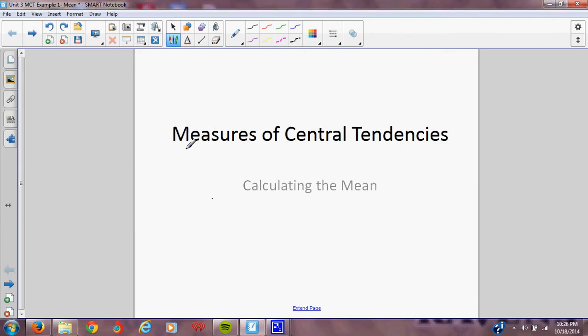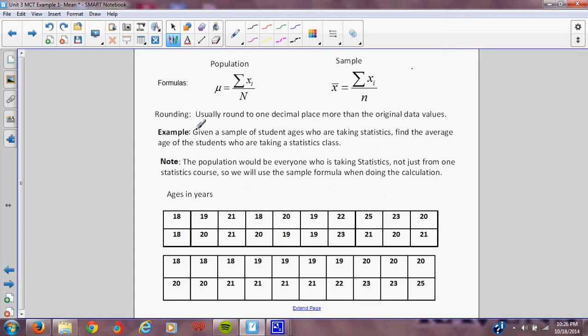Today we're going to be talking about measures of central tendencies, and more specifically we're going to be talking about finding the mean. So there are two formulas we need to look at. One of them is for population, and the population formula means mu equals the sum of all of our data values. These are our data values, over capital N.